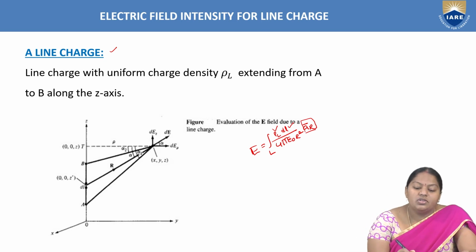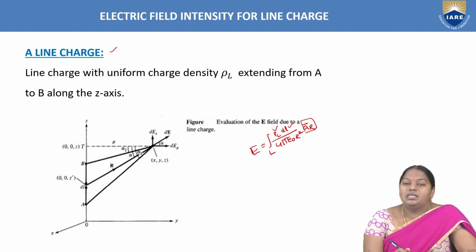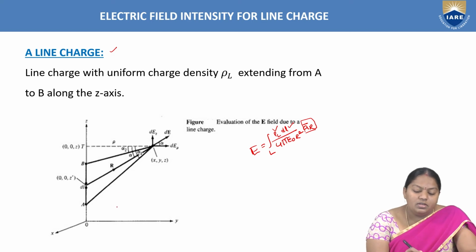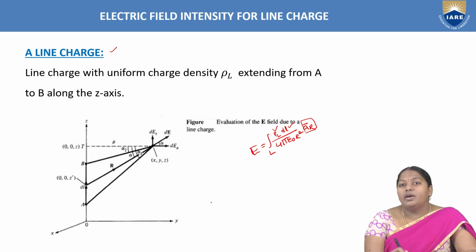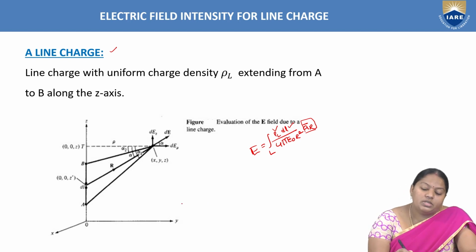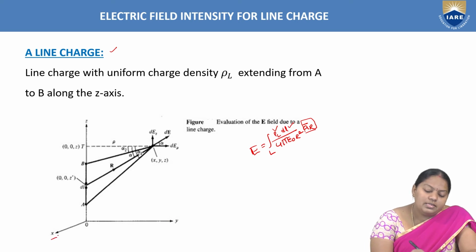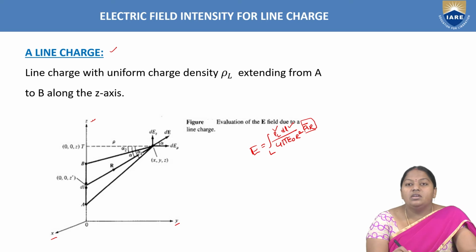So here, a line charge with uniform charge density rho L extending from A to B along the z-axis. If you observe here, generally, as we know, electromagnetic waves, electric fields and magnetic fields are considered with respect to the 3D wave. Hence, we are considering three directions, x, y and z. These three are mutually orthogonal to each other. Orthogonal means the angle between any two axes, any two directions, is 90 degrees.